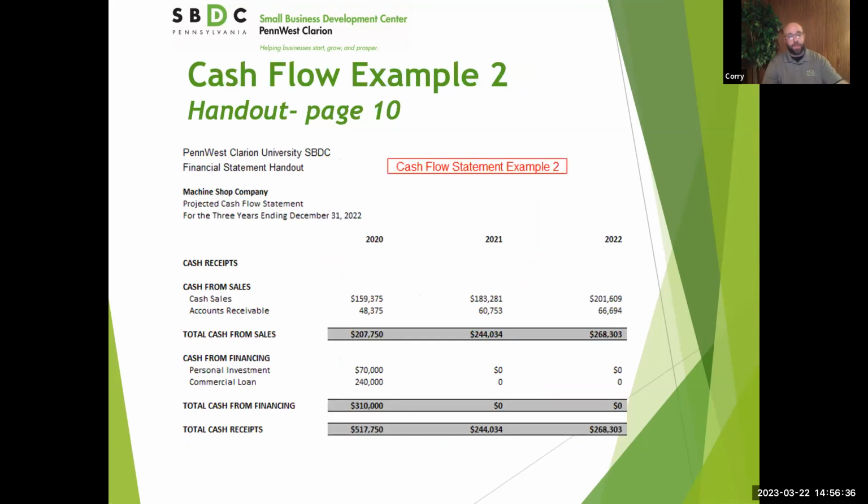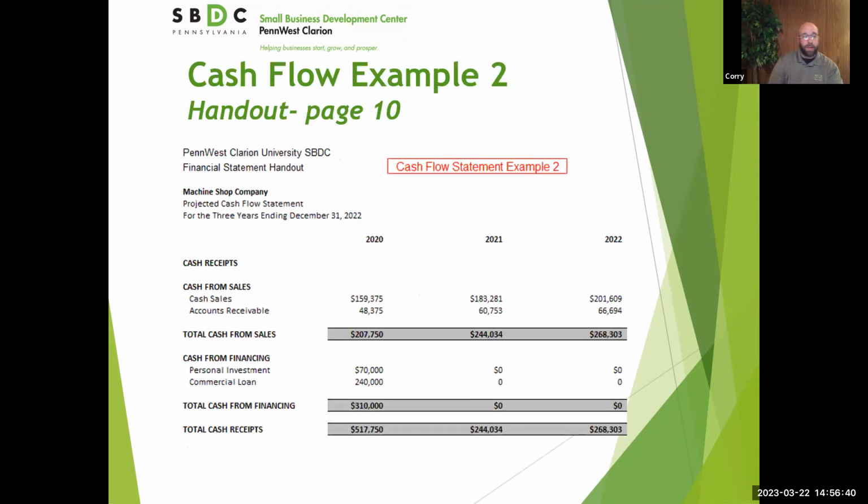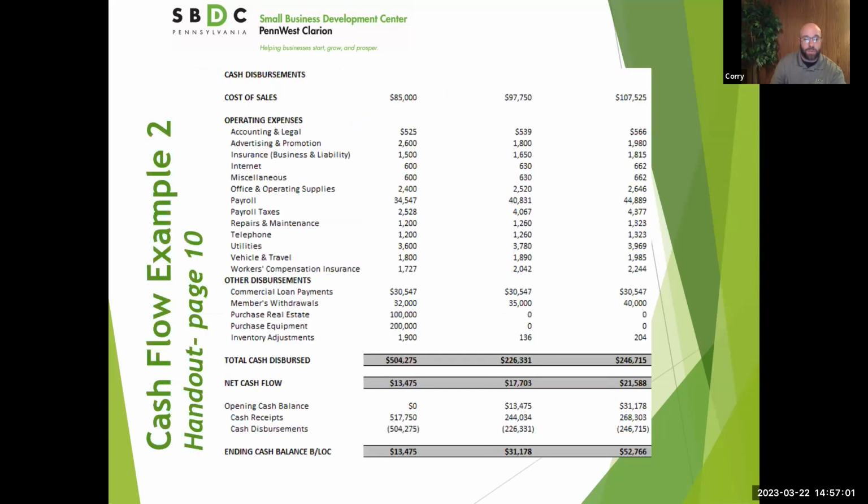The previous slide would have been for the restaurant, Madison's Tavern. Now this one is for the machine shop, basically just showing you that it is ultimately the same, even for a service-based business. You have cash coming in down through here. So our total cash receipts at the bottom is $517,750. Subtract away from that all of our cash going out.